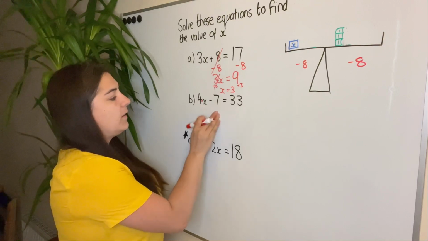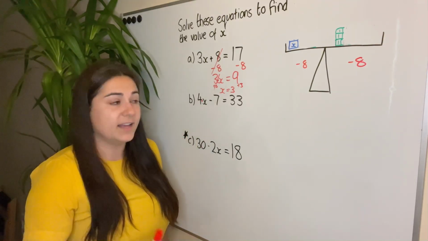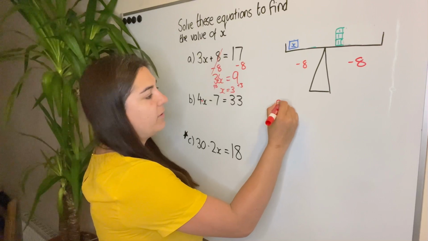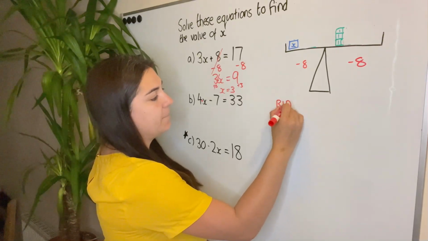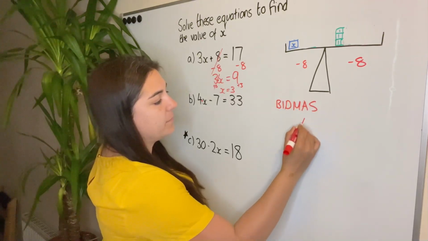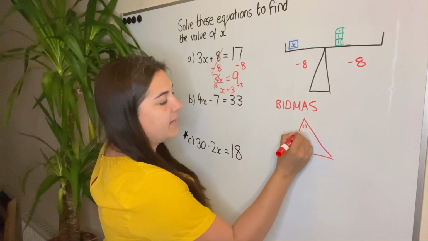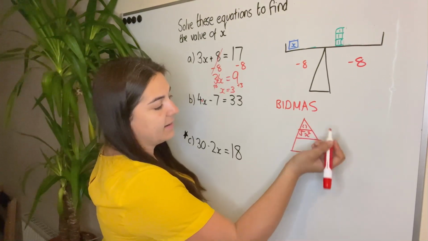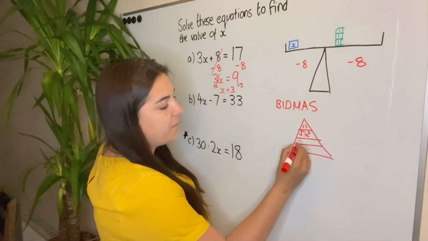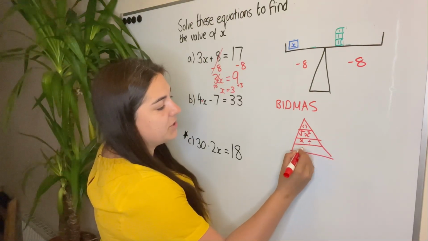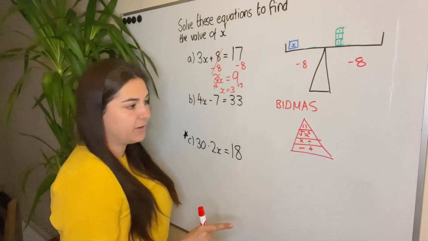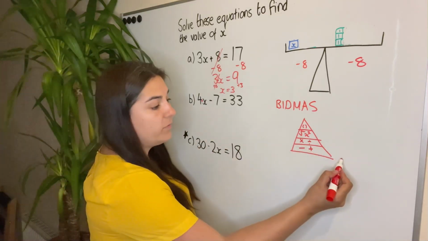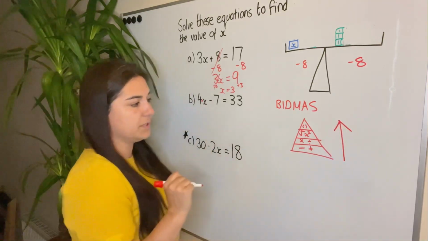So instead, we always follow the reverse of BIDMAS or BODMAS, whatever it is, the order of operations. Now just a quick recap, the order of operations: the first thing you do is anything that's in brackets. The second is anything that's in indices. The third is multiplication or division, and the last is addition or subtraction. Now what we do when we're solving equations, we do the reverse order.